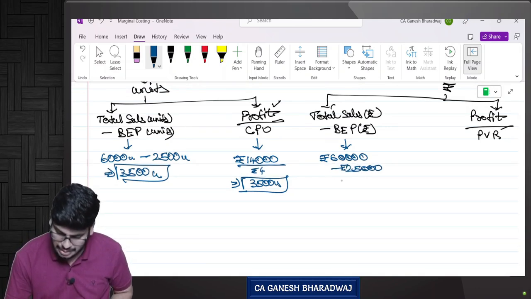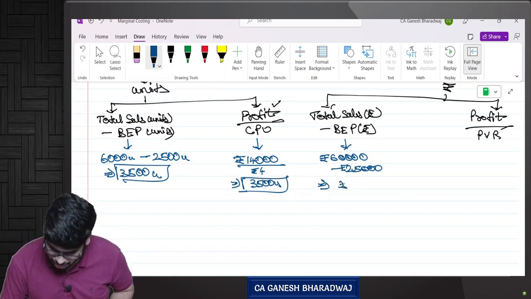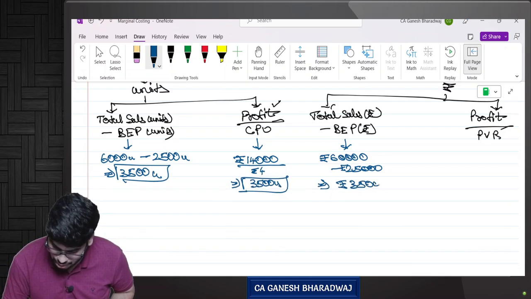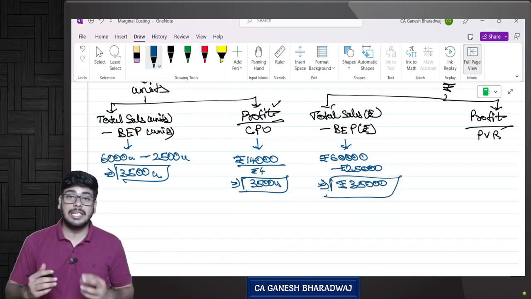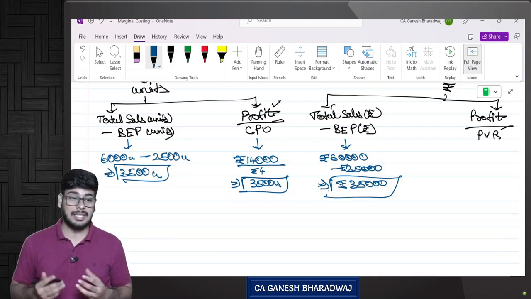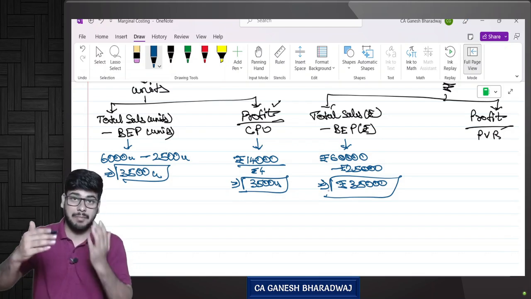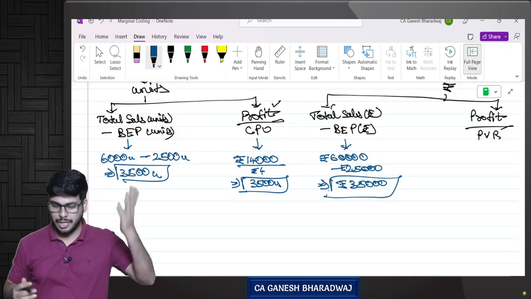So 25,000 rupees you have. Now how much is going to be your margin of safety? 60,000 minus 25,000. It's going to be rupees 35,000. So in terms of value, the margin of safety is 35,000 rupees. Or I can say 35,000 rupees worth of sales have been made over and above my break-even point. Are you clear with this?